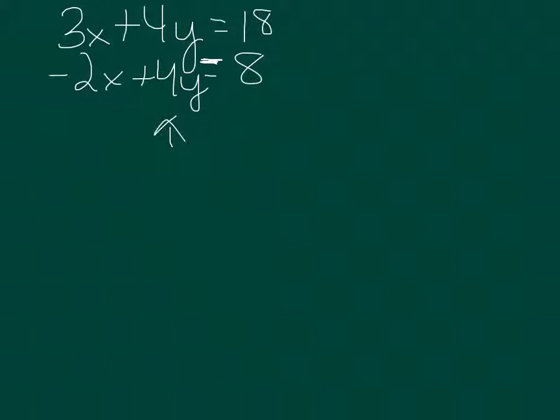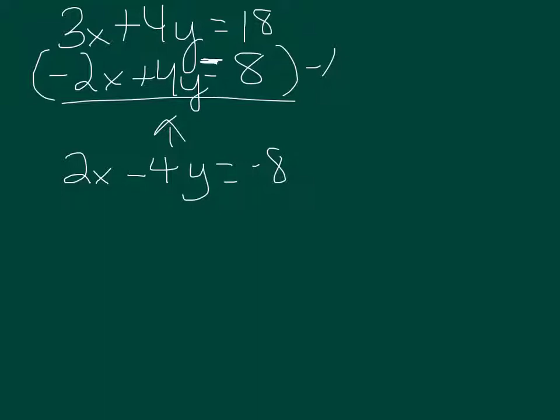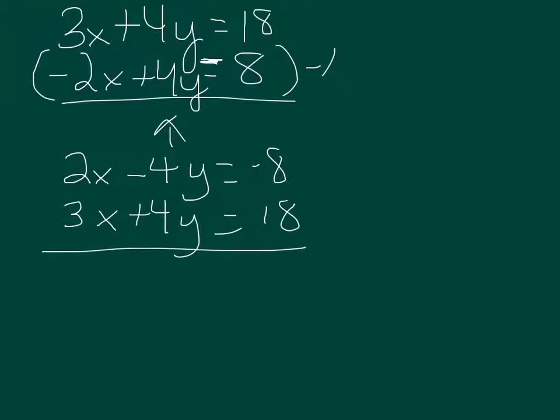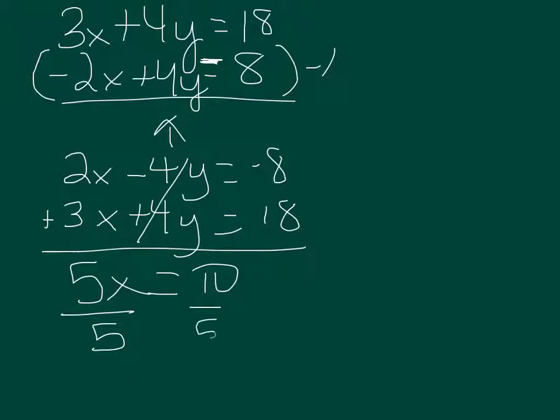So what we're going to do is multiply our second equation by negative 1. So my new equation would be negative 1 times negative 2 is 2x minus 4y equals negative 8. Everything is multiplied by negative 1. And then I'm going to bring down my initial equation, my first equation, equals 18, and we add them up. So we have 5x, y's cancel, equals 10. Divide by 5, and x equals 2.